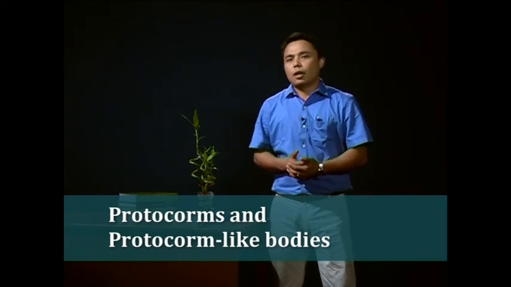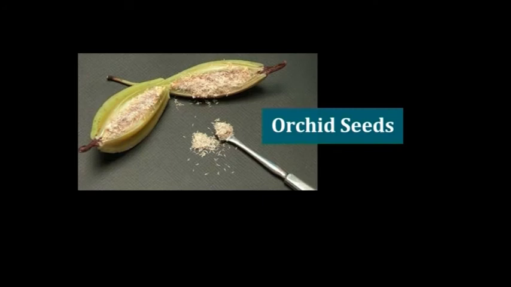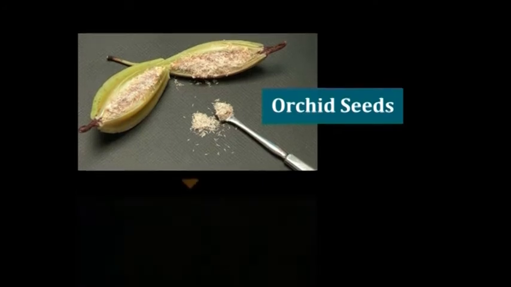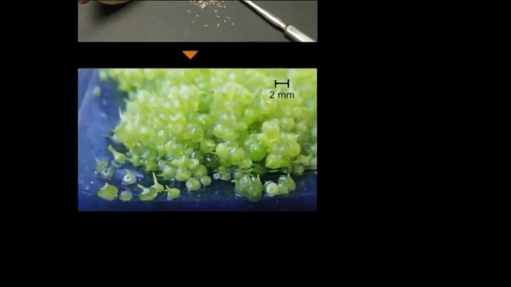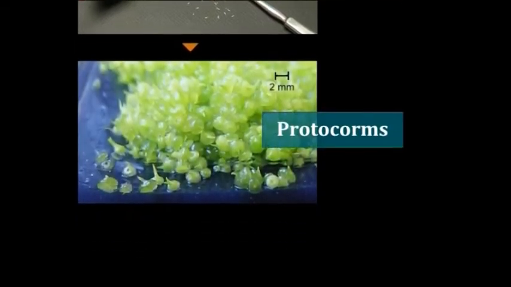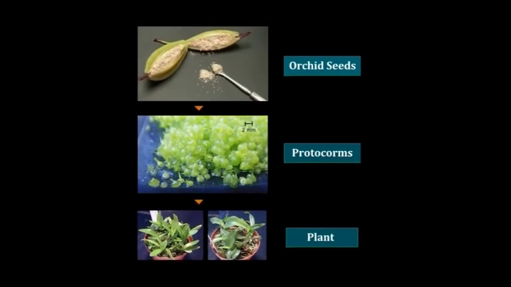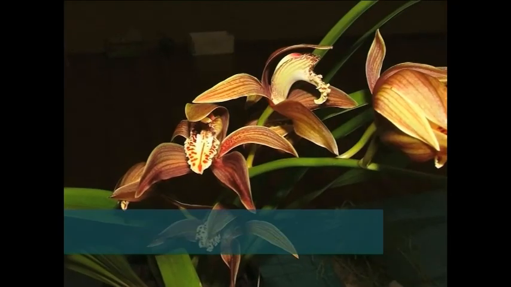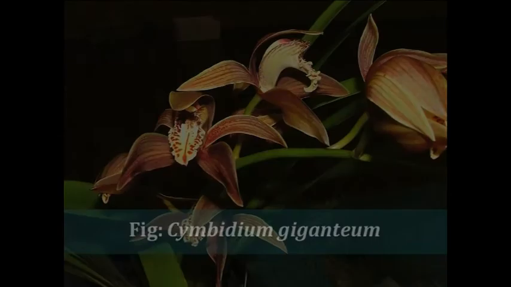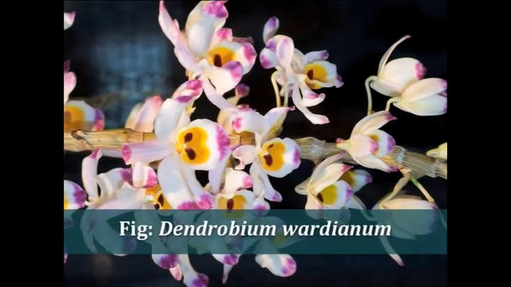When orchid seeds are inoculated on the medium in vitro, the seeds germinate and form spherical bodies called protocorms, which can be differentiated into complete seedlings with leaves and roots. In different orchids like Cymbidium giganteum and Dendrobium wardianum, synthetic seeds have been produced by encapsulating the protocorm or protocorm-like bodies with sodium alginate gel.